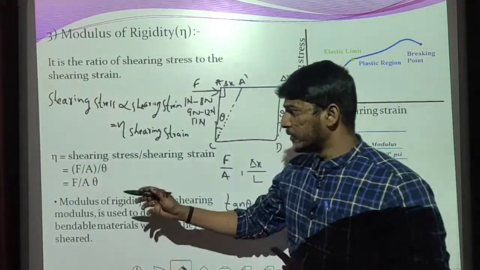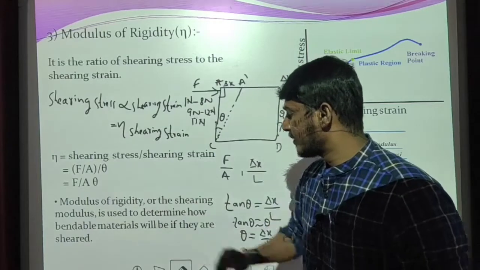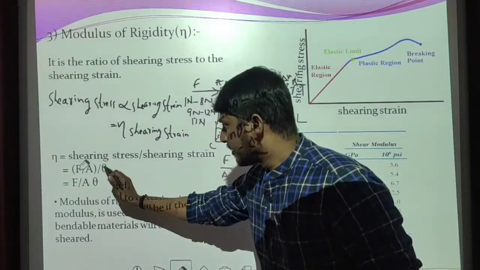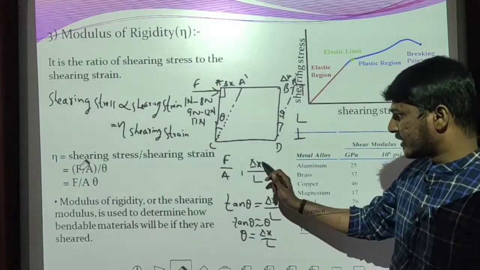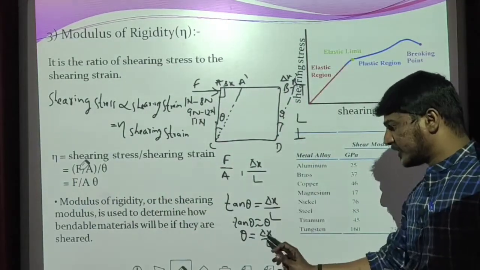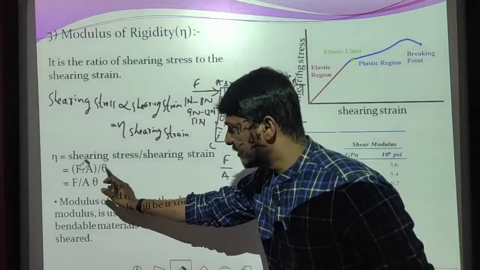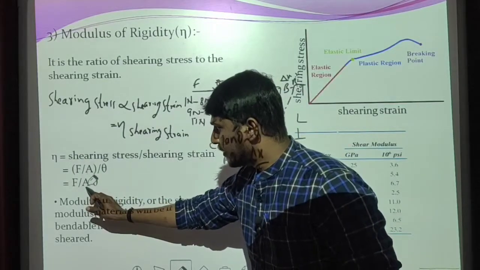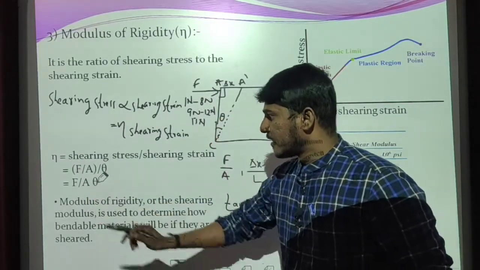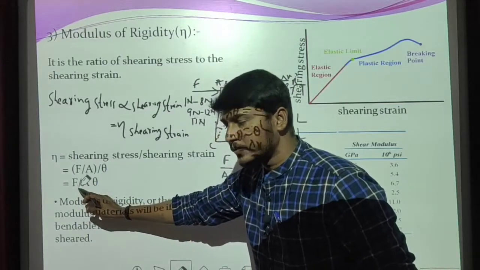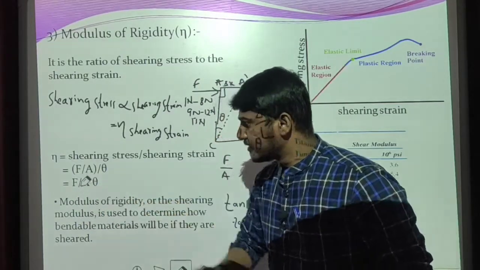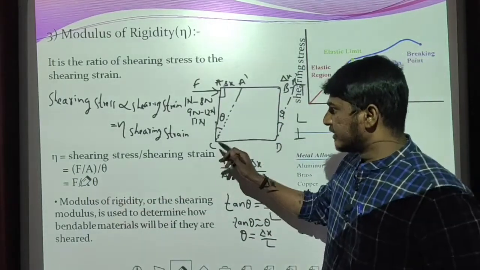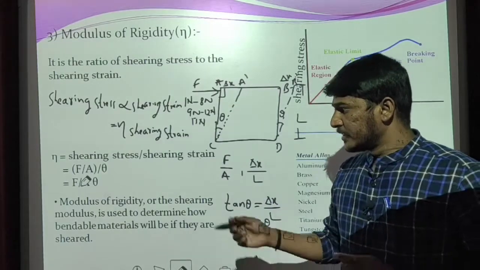Here what I am going to do, I am going to substitute the shearing stress value. Shearing stress is F by A. We have substituted F by A divided by the shearing strain value, that is delta x by L. It is nothing but theta. We have substituted the theta value. Then if you simplify this equation, we are going to get F divided by A into theta, where F is the amount of deforming force applied, A is the area of cross section, and theta is the shearing angle.